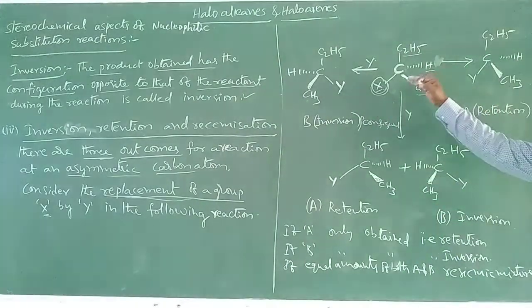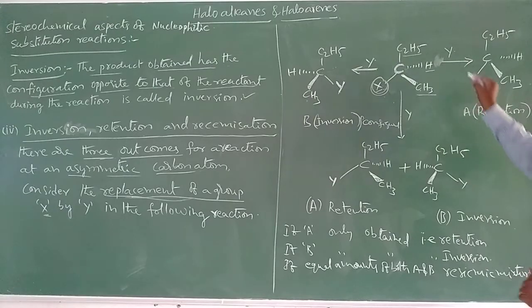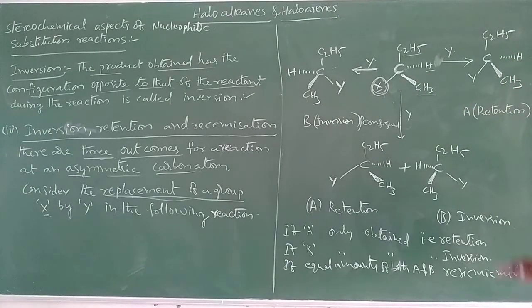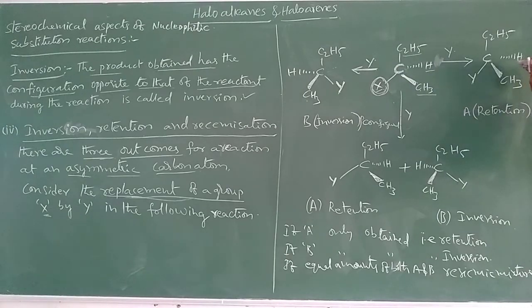The same reactant reacts with Y, and X is replaced by Y, and the configuration is as it is. There are no broken bonds around the stereo center or asymmetric carbon atom. Y is obtained in the same left position, so that configuration is known as retention configuration. The position does not change. So product A is the retention configuration.